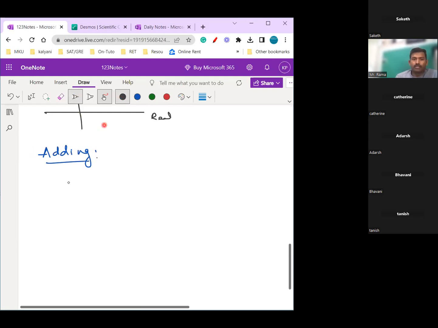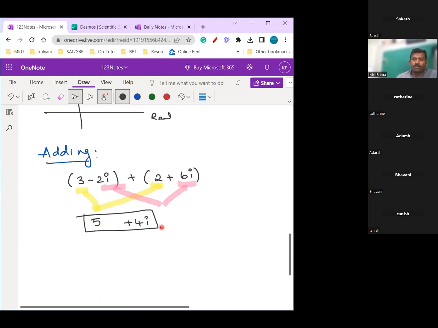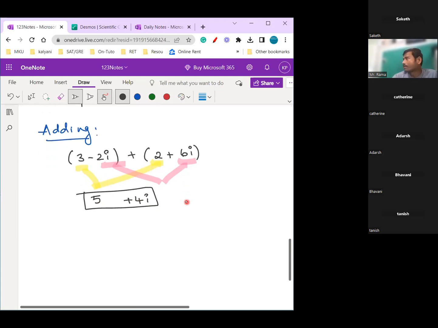Adding. Let's take 3 minus 2i and 2 plus 6i. When I add these two complex numbers, I add the real parts, this is real and this is real, I add these two. And then I add the imaginary parts. So that gives me 3 plus 2, that is 5. And then negative 2i plus 6i is going to be plus 4i. So this is your final answer, 5 plus 4i. That's how you do it. Simple. Okay.